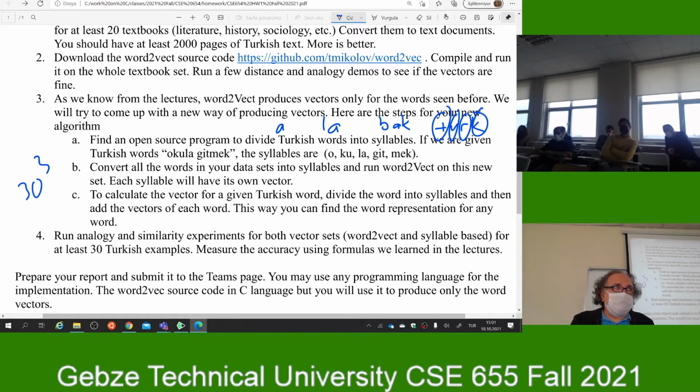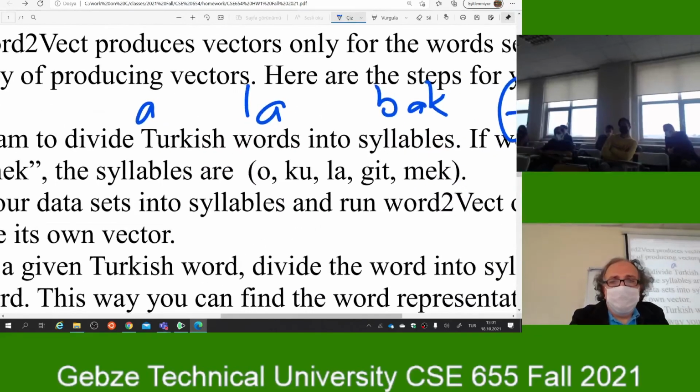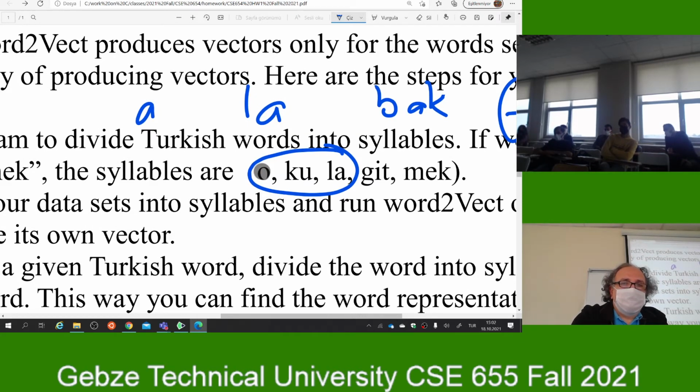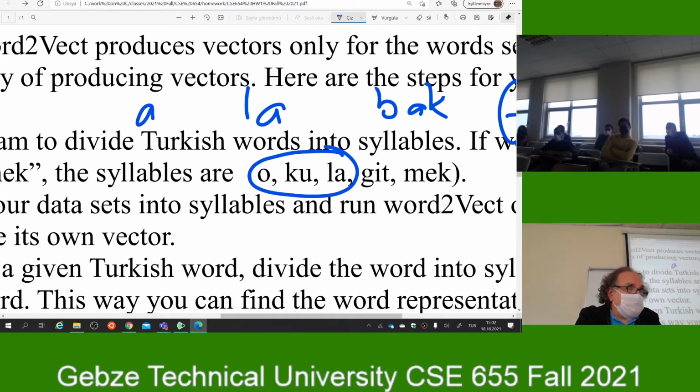But how am I going to calculate the vector for the whole word? You take, for example, okula. Okay, this is a word, right? Take the vector for this one, add the vector of this one, add the vector of this one, and that will give you the vector for the word okula. Or for the word gitmek, the vector for git plus the vector for mek will give you the vector for gitmek. So that way, for any word, you will be able to calculate the vectors.